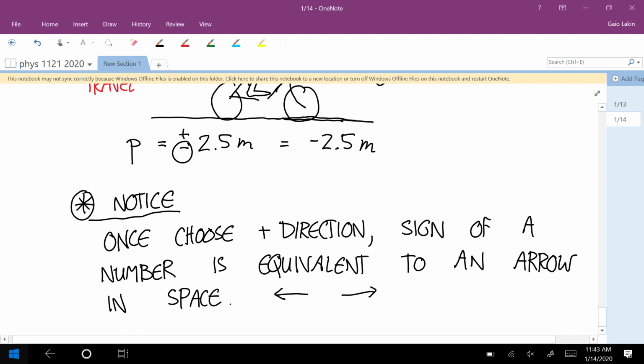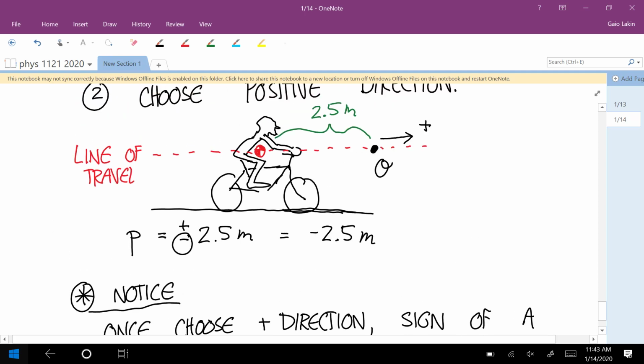Okay. I mean, we're always going to do it with the sign of the number, but I want you to get used to this idea that the sign of that number represents an arrow. They're equivalent to each other. So like you could think of this as the position is negative 2.5 meters, or you could think of it as the position is 2.5 meters that way. Okay.